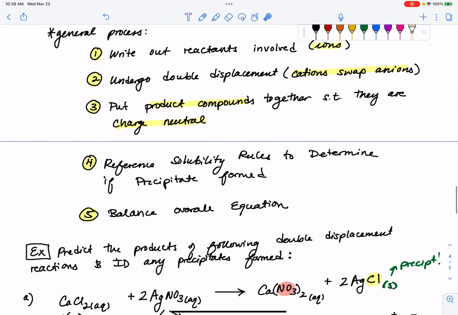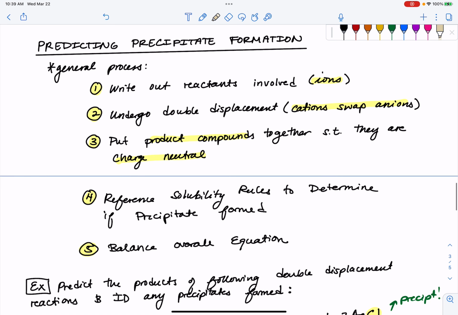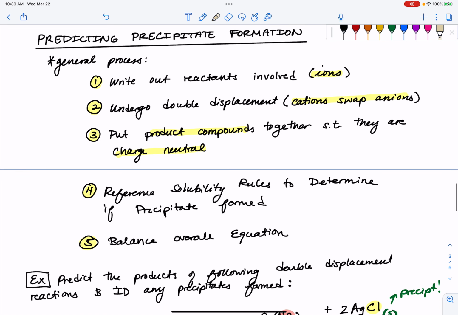Okay, I'm going to split this particular section up into two. Let's do another example when we come back. So take a break, and then we will look at another example of precipitate formation potentially. And that will be it for today.